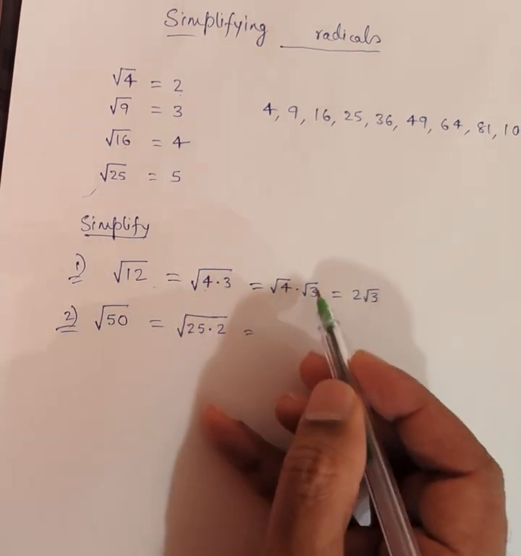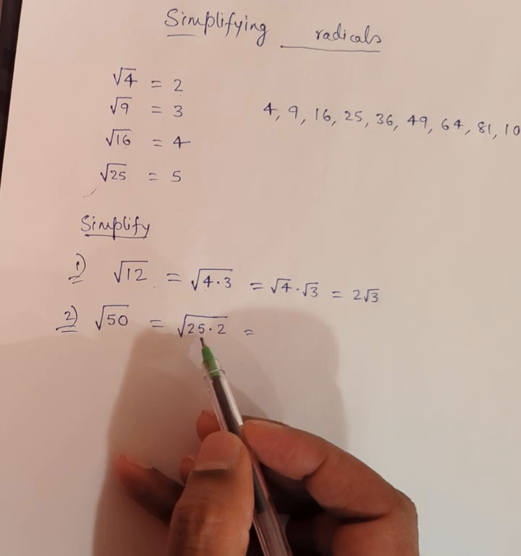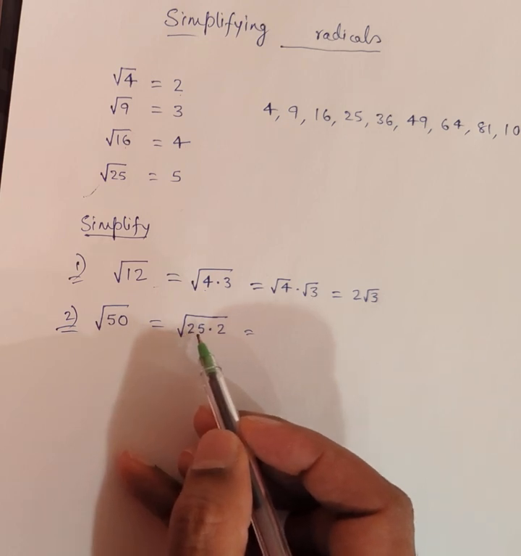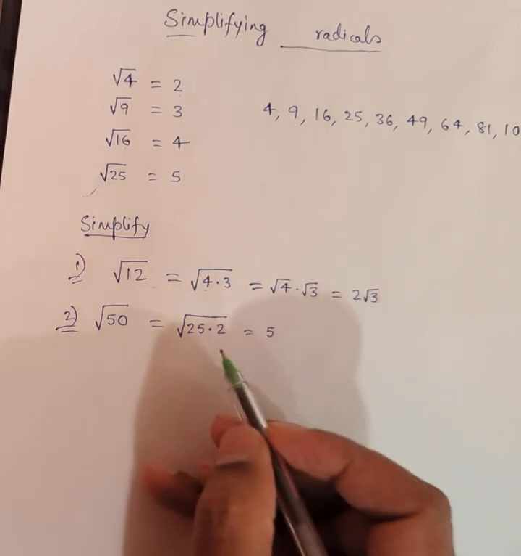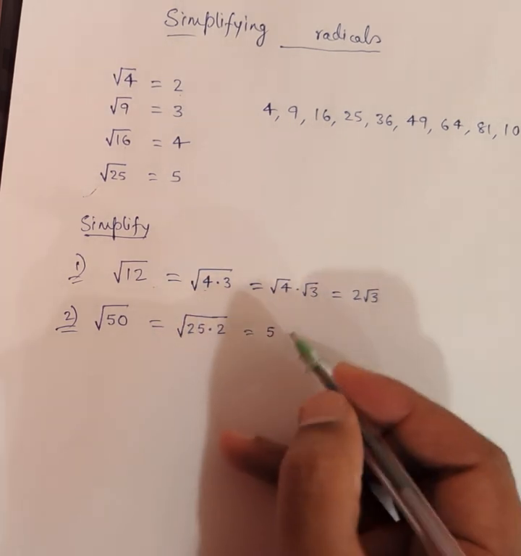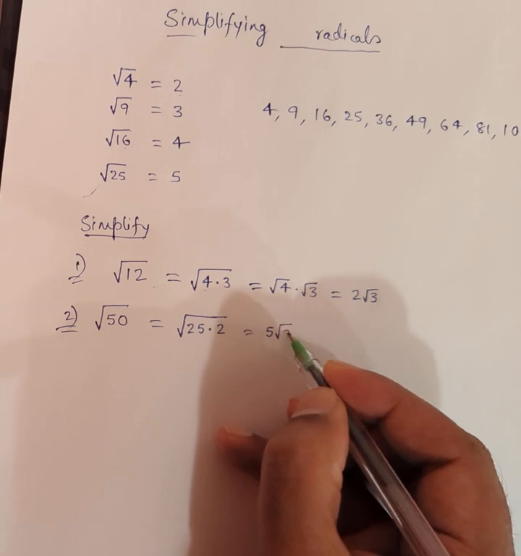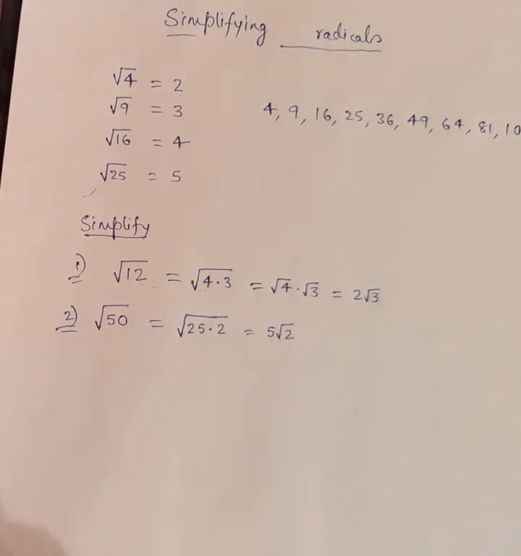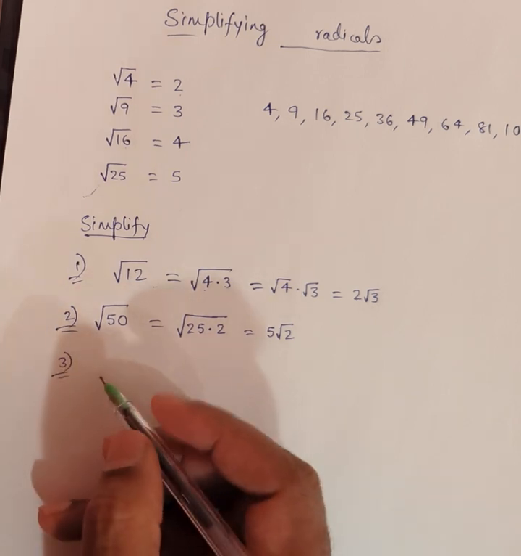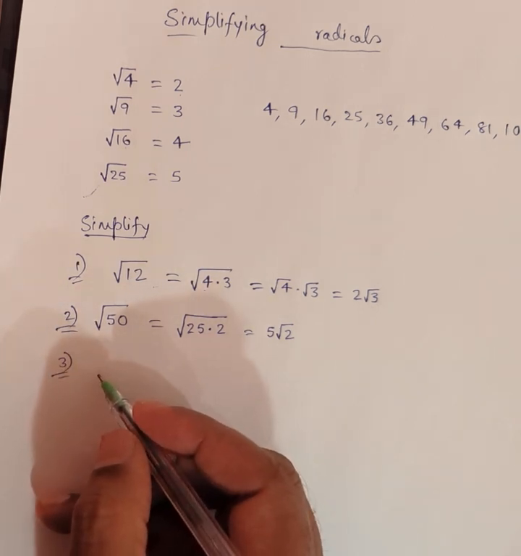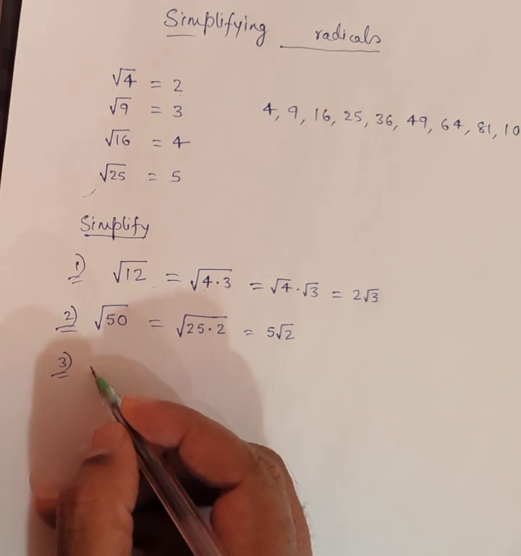Now, let me skip this step. What I want to think is, oh, I have a square root 25. That can be pulled out. That comes out as 5. But the 2 cannot be pulled out of the square root, so it remains under the square root. So the answer is 5 square root 2. All right, let's look at one other example. What about square root of 18?